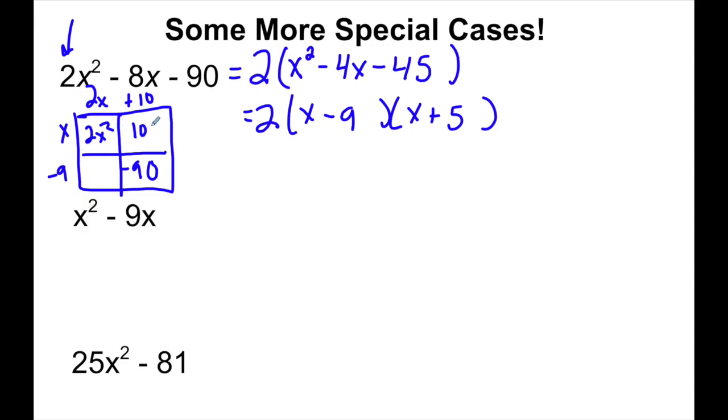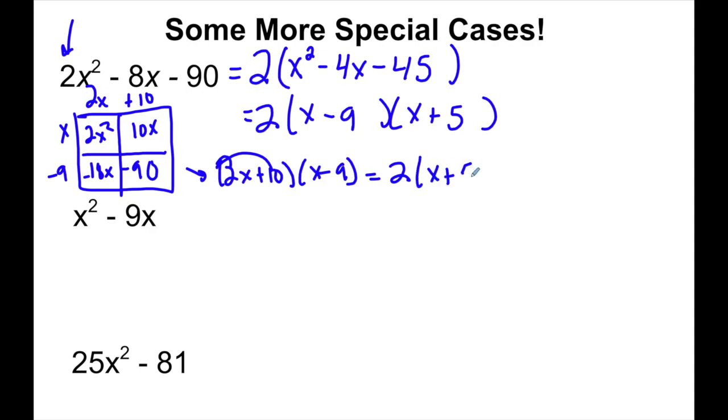And you can see this works because this is 10x, and this here is negative 18x, and 10x minus 18x is negative 8x, so it works. And so notice what I get is 2x plus 10 and x minus 9. But what do you notice about 2x plus 10? There's a 2 in it, right? So I can even take the 2 out and get 2 times x plus 5, because you can see if I distributed that, I'd get 2x plus 10.